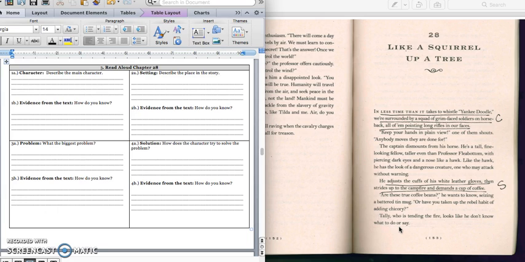he wants to know, seizing a battered tin mug. "Or have you taken up the rebel habit of adding chicory?" Tally, who is tending the fire, looks like he don't know what to do or say.